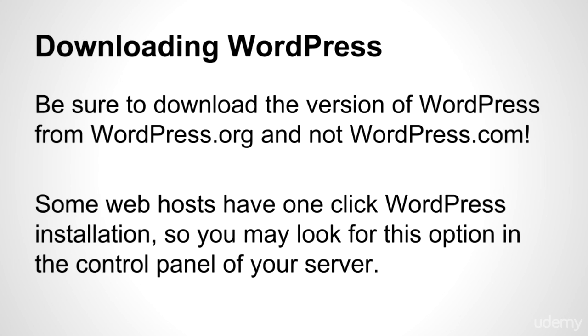To start out, you've got to download the content management system we'll be using, which is called WordPress. Some web hosts have one-click WordPress installation built in, but for the others, we'll have to do it manually. To download WordPress, you'll want to visit wordpress.org and download the newest version. Again, that is wordpress.org and not wordpress.com, which is a completely different platform that we want to avoid.